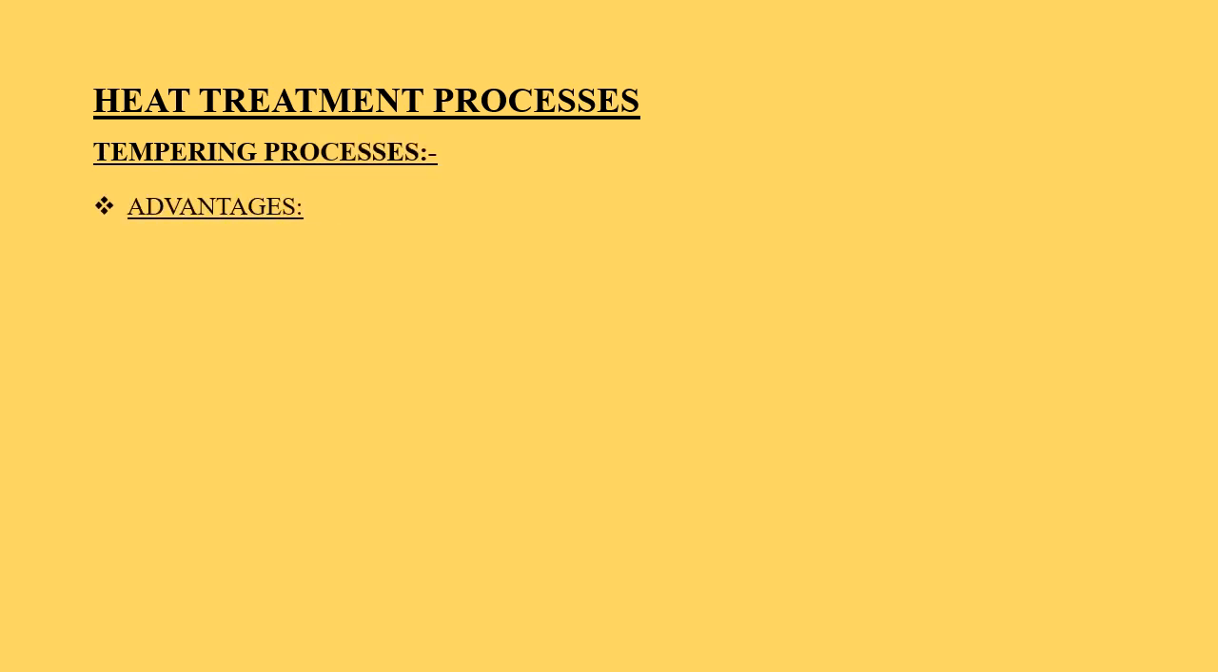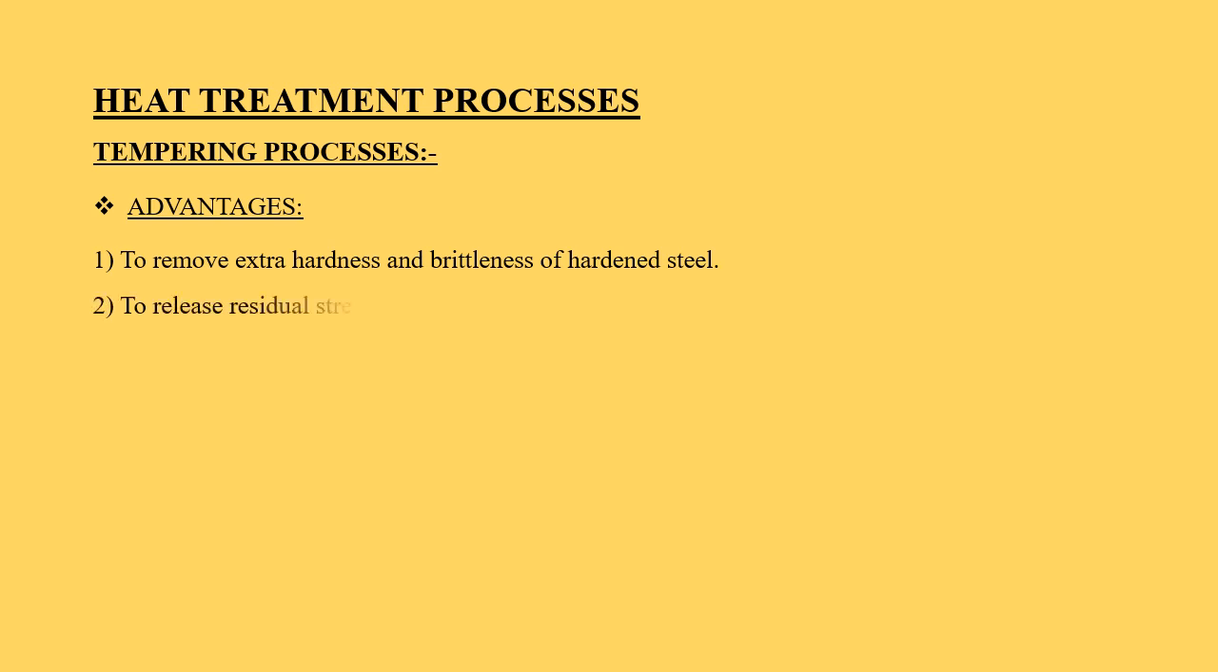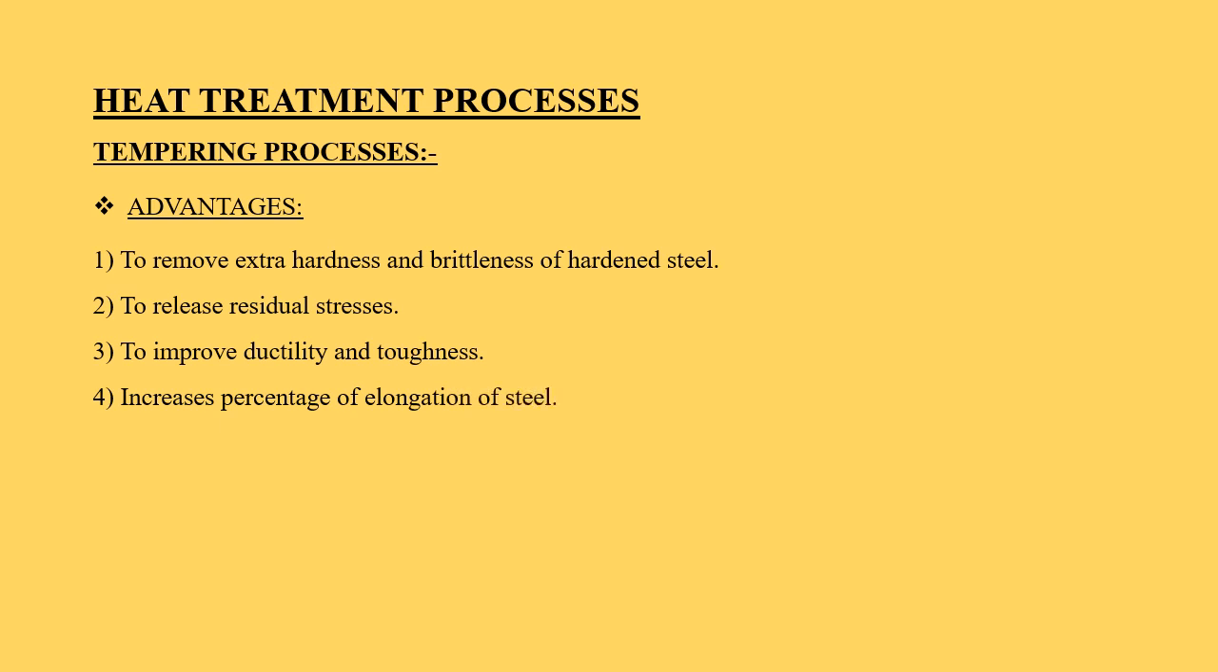The advantages of tempering processes are: extra hardness and brittleness of the hardened steel is removed. Residual stresses set up in the steel are released. The ductility and the toughness of the steel are improved. The percentage of elongation of the steel is increased.